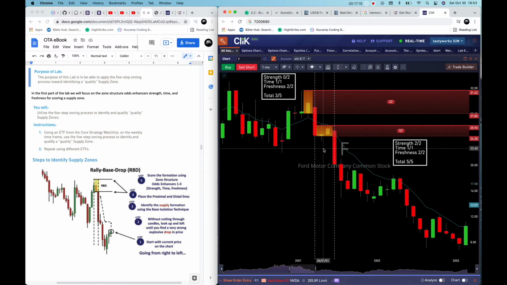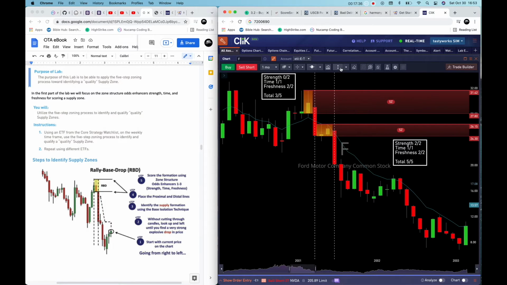All right, so to place the proximal line, we're going to go to the bottom of the lowest body within the base. That would be here. And then we go to the top of the highest wick within the base, which is here. All right, and that would give us our supply zone.